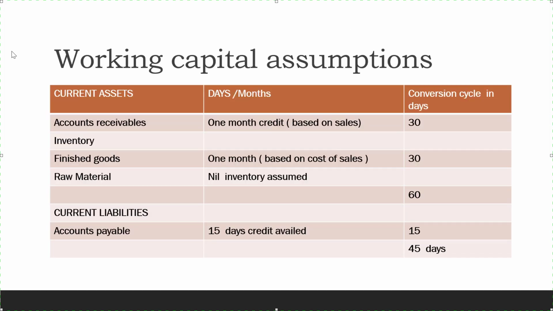Then the working capital assumptions. Accounts receivable. I'm going to give 30 days to my customers to pay the money. The moment I make a sale, they will pay me the money after 30 days. Okay. So one month credit.